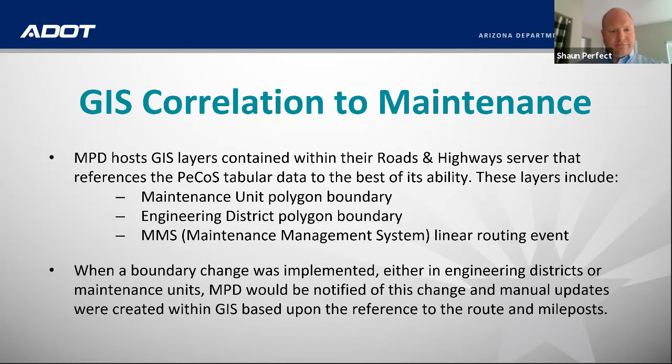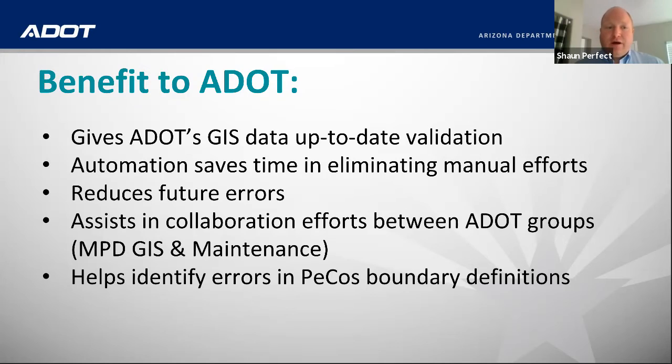So basically, we wanted to think above and beyond how we can get rid of this manual process and build it into more of an automated process. So some of the benefits to ADOT included in this automated process: it gives ADOT's GIS data up-to-date validation. The automation, like I said, saves time and eliminates manual efforts. It reduces future errors and assists in collaboration efforts between ADOT groups. In this instance, MPD GIS, which is us, and maintenance.